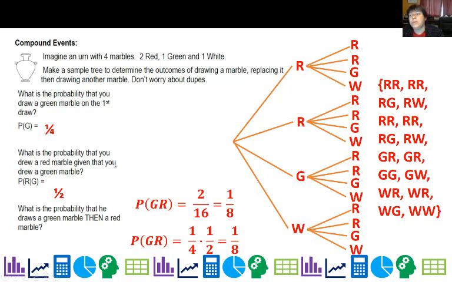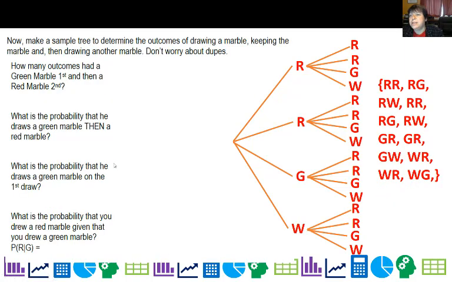Well, we're going to redo the urn again. And this time, instead of putting the marble back, we're going to keep it and draw a second marble. So if I keep the red marble, then that branch disappears, and this branch disappears. The green disappears here, and the white disappears there because those marbles are no longer available if they are drawn on the first draw. So how many outcomes had a green marble first and then a red marble second? Same two outcomes, right? Green and red and red.